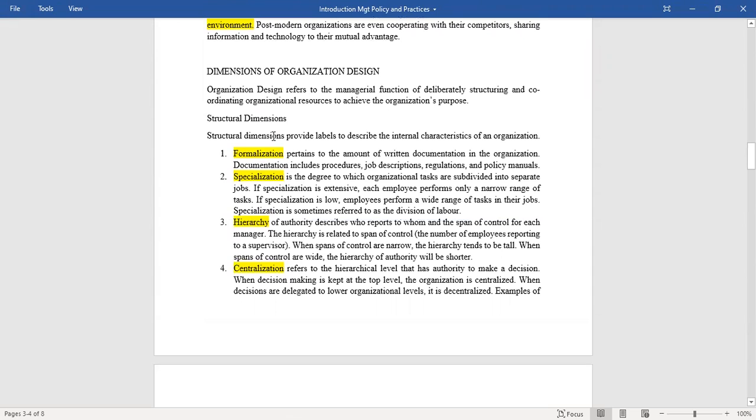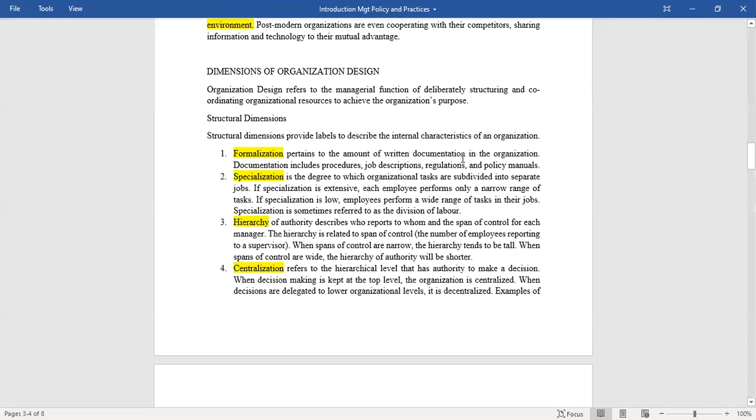So, when the internal characteristics are determined, keeping in mind the strategic goals and the strategic options, then it becomes the organizational design. So these are the important characteristics which define internally what an organization will look like. So first is the formalization. Formalization means the documentation within the organization, right?